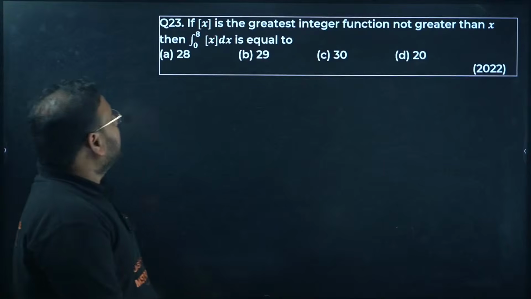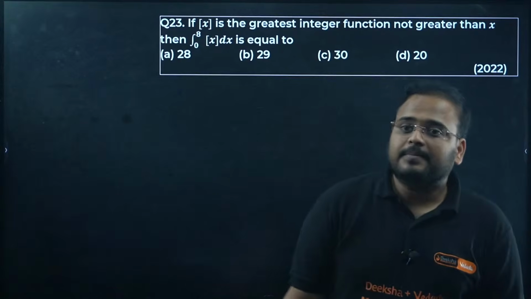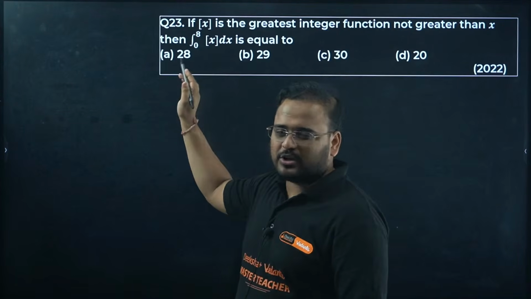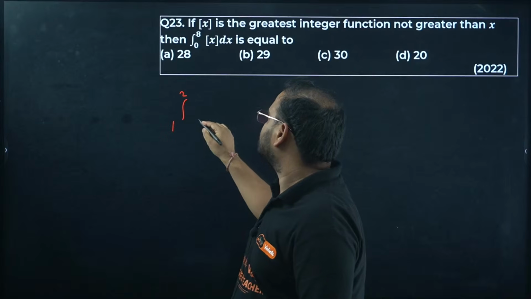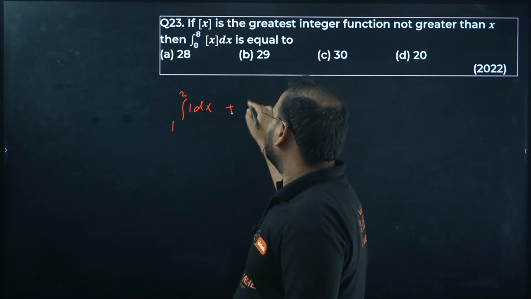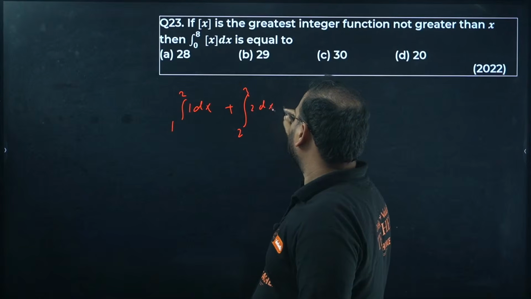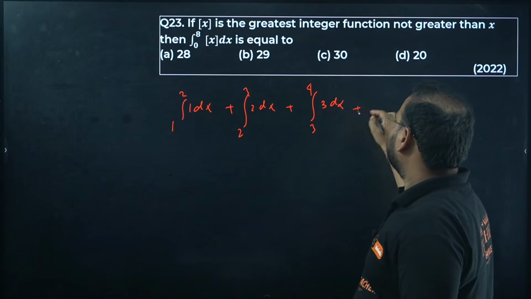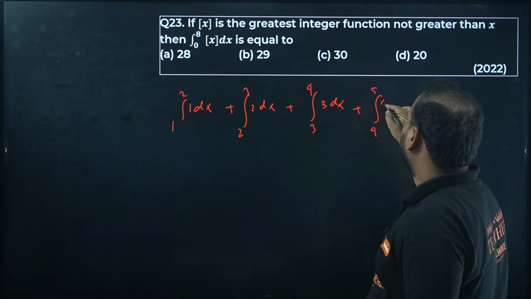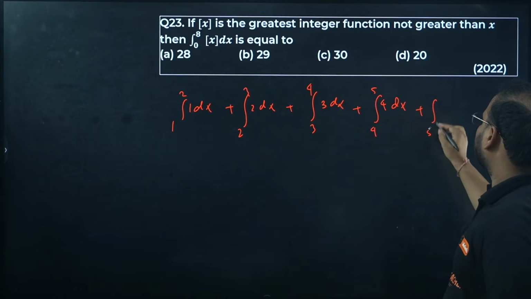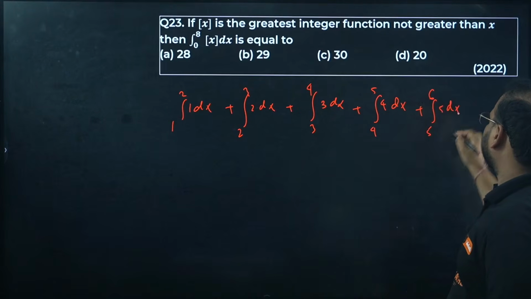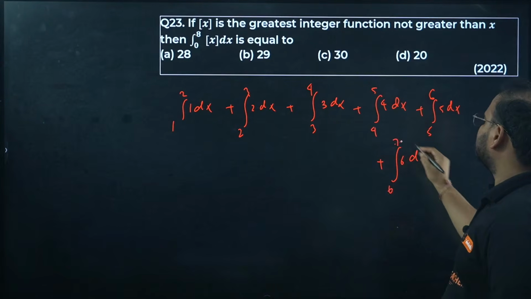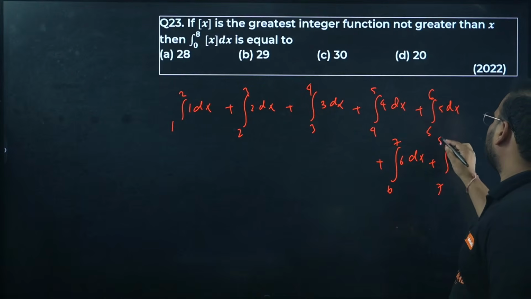Moving on. If j of x is given, we have to integrate j of x from 0 to 8. 0 to 1 is 0, so ignore that. Start from 1 to 2, it will be 1. 2 to 3, it will be 2. 3 to 4, it will be 3. And 4 to 5, it will be 4. 5 to 6, it will be 5. 6 to 7 will be 6, and we have the last one, 7 to 8, will be 7.